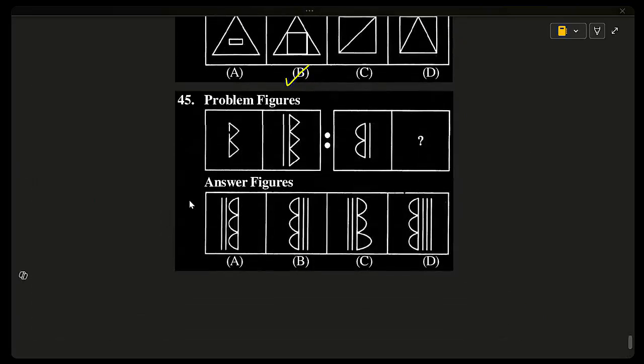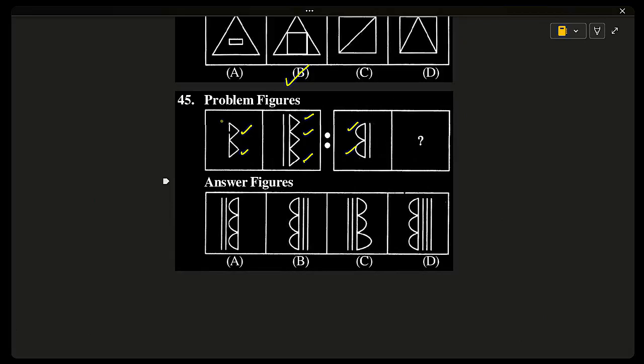Forty-fifth one. What is the relationship between first and second? Two figures became three figures and the line is as it is. So here two figures should become three figures and the line should be as it is. So that is seen in option.